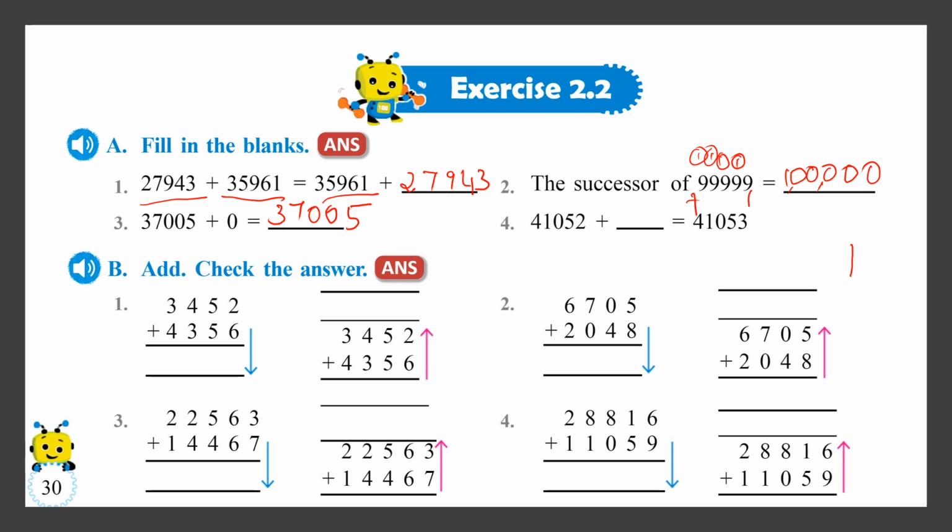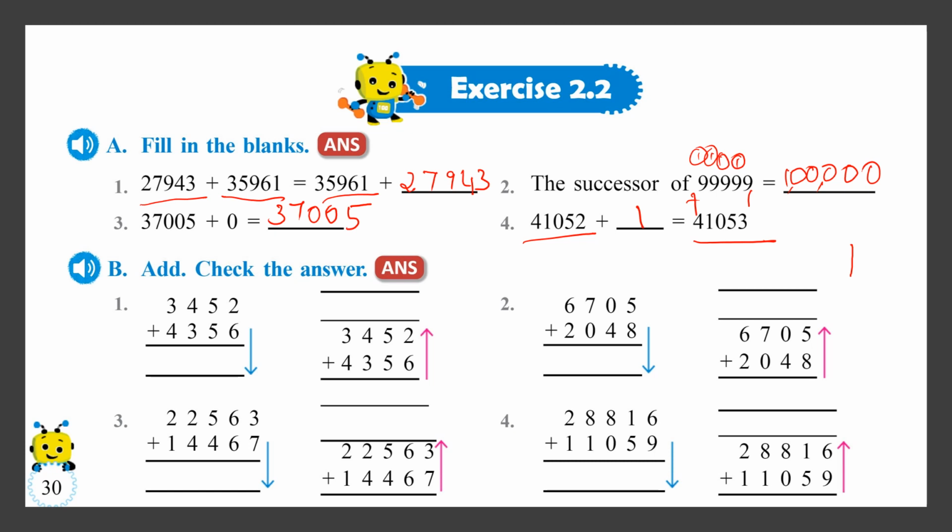41,052 is given, and the blank is there. In the answer we have 41,053. The question is 41,052. When will you get the next number? Only when you add 1 to the given number. That is, when you find the successor, you get the next number. That means we add 1 and find the next number. Yes, all these questions are based on the properties of addition.